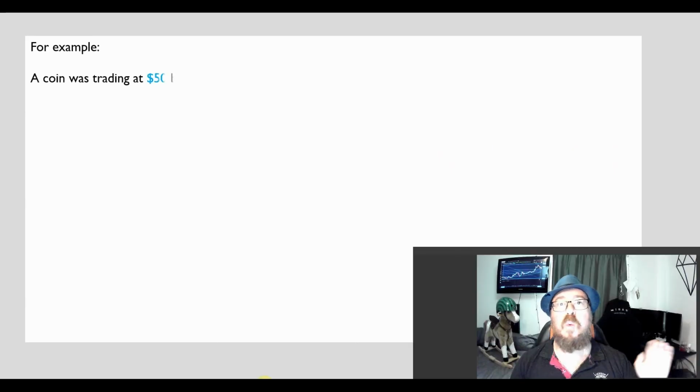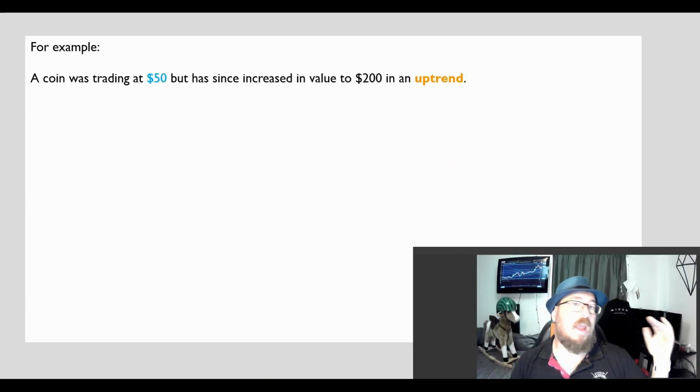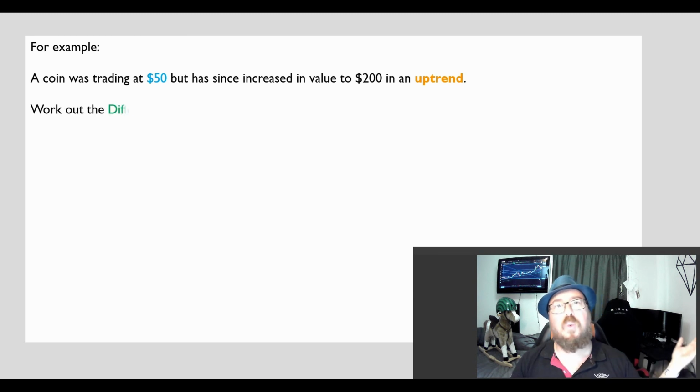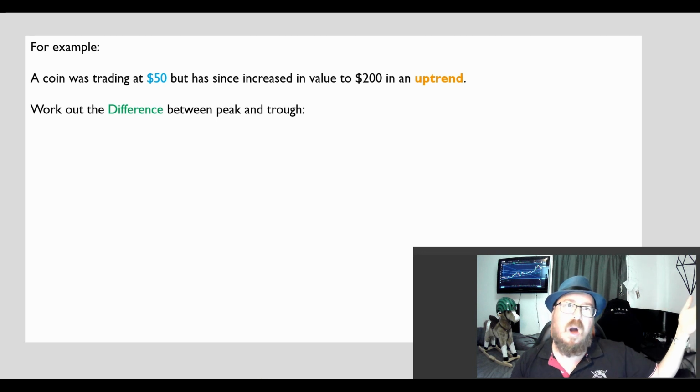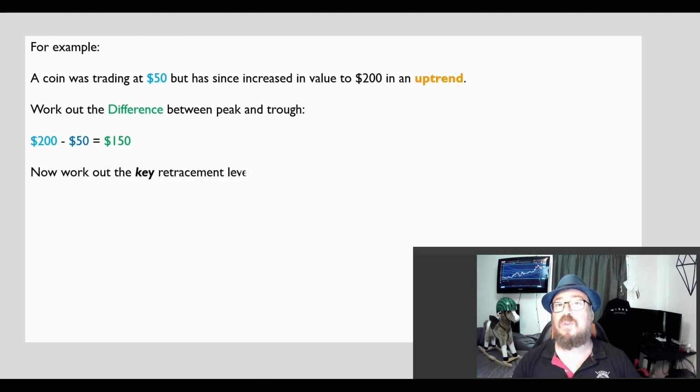So we had a coin that was trading at $50 and it's peaked up now to $200, and there's some sort of an uptrend going on there. So we want to find some support levels where we might be able to come back in on that coin. So start the same way, just work out the difference. It's going to be the high 200 minus the low 50, which is going to be 150 again. That's pretty easy. Now work out those key retracement levels, and remember those key retracement levels?